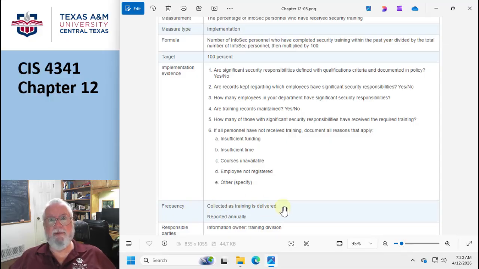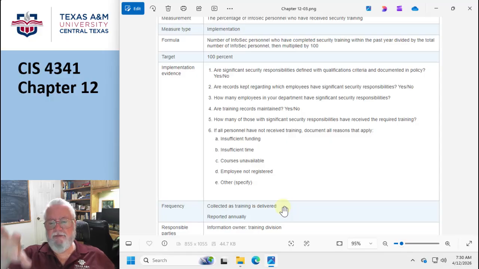And then implementation evidence, there are no significant issues. As for frequency, I would probably collect it as training is delivered. Remember now, initial training probably took place during the other phase. This is about new employees coming in and periodic things happening. I mentioned to you guys that I still, every year, have to go through a security risk assessment training by virtue of being a professor at the university. Again, they have no idea that I'm teaching these courses, but, hey, that's okay.